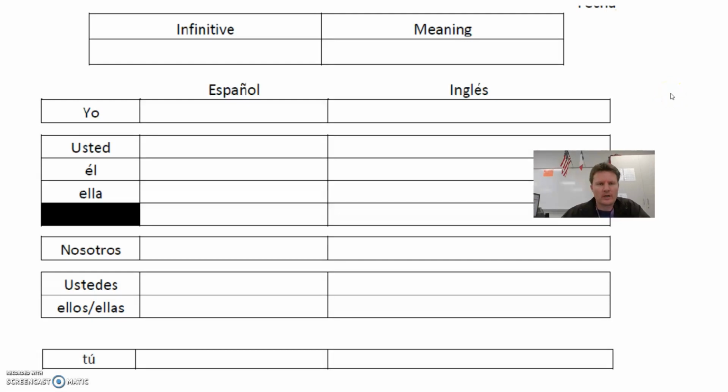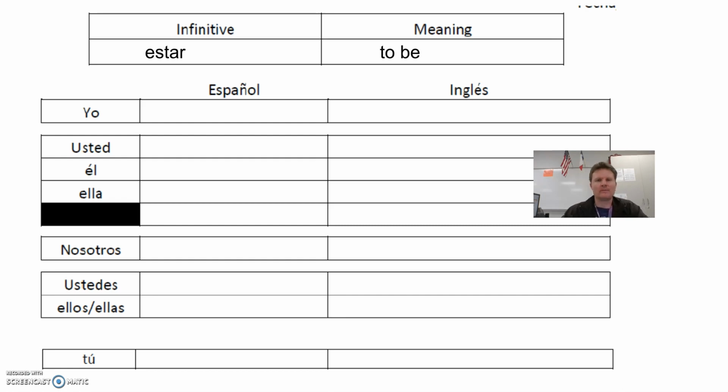So we're going to talk about the verb estar and how to conjugate that. Again, the verb estar is an AR verb. If you look at the last two letters, it ends with an AR, and it also means to be. Now, if you remember, we recently had the verb ser, and it also meant to be. And so you have essentially two verbs that mean the same thing, but they're used in different situations.